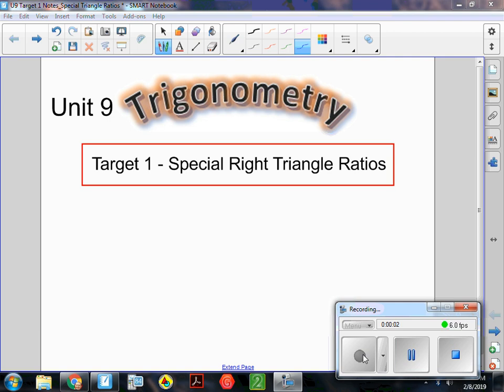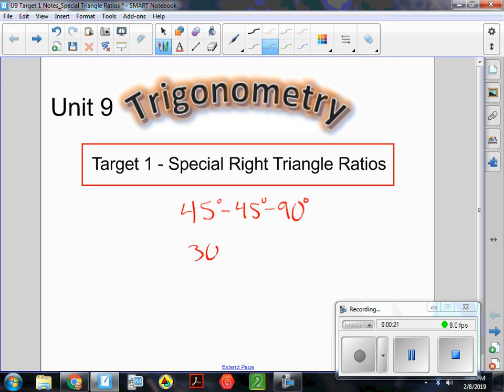Okay, Unit 9 is on trigonometry, and we're going to start with target 1. I'm going to split this video into two videos so we can look at the two different types of special triangles from trigonometry. One of them is a 45, 45, 90 triangle, and the second one is a 30, 60, 90 triangle. So this first video is going to talk about the first one, and then I'll do a second video over the second one.